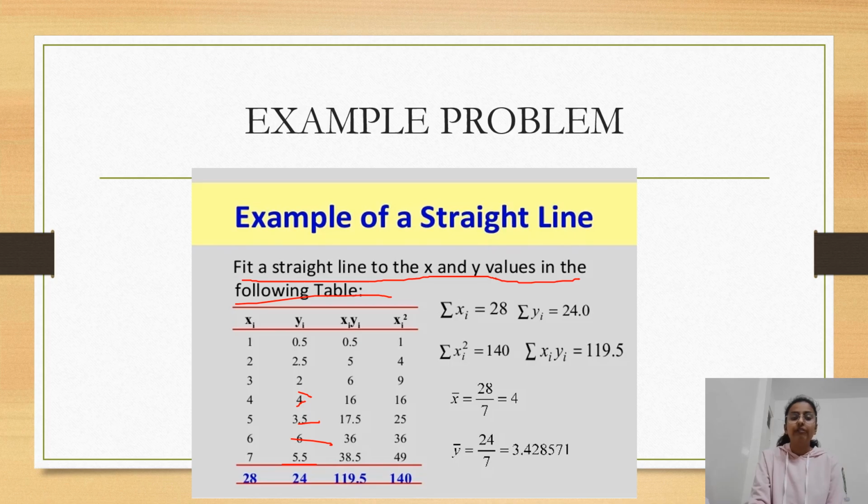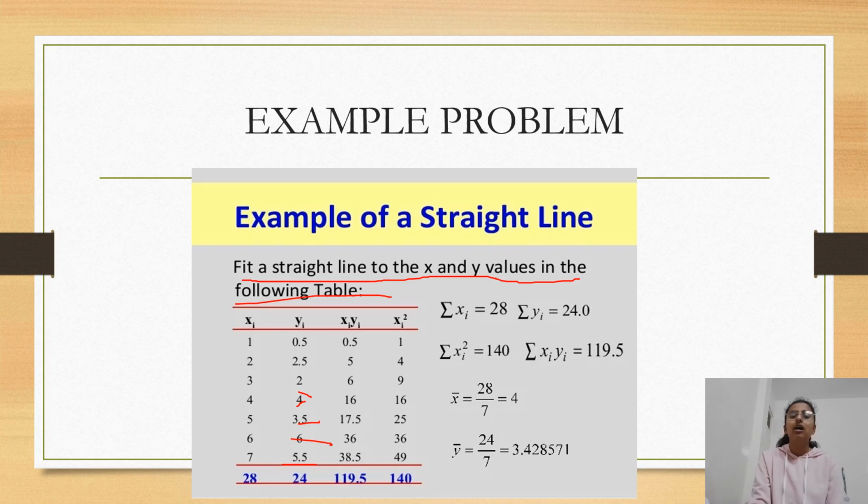After adding both, we have to calculate xy. We need to calculate x into y, so that we will get the xy values. 1 into 0.5 is 0.5, 2 into 2.5 is 5, 3 into 2 is 6, and so on. After multiplying both x and y, we will get the sum of xy as 119.5. Next, after calculating x into y, we need to calculate x square, the sum of x square. We take 1, 4, 9, 16, 25, and we get the sum of x square equal to 140.